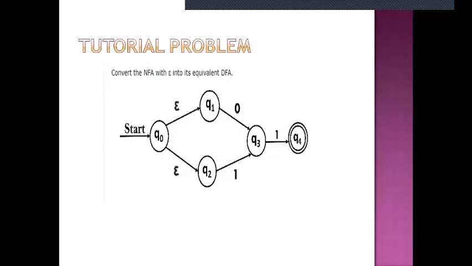The second problem is to convert the NFA with epsilon into its equivalent DFA. The steps to convert the NFA with epsilon to an equivalent DFA are: first you have to convert the NFA with epsilon to an NFA without epsilon. Then you have to convert that NFA without epsilon to a DFA.